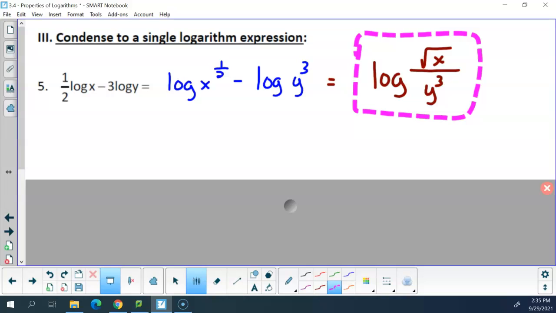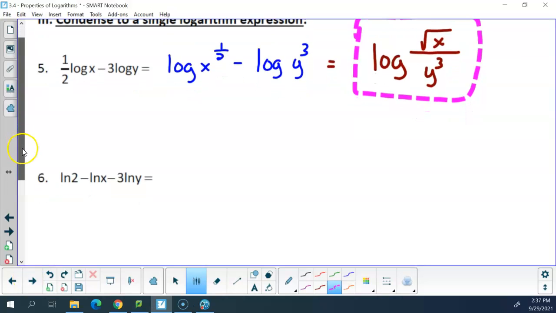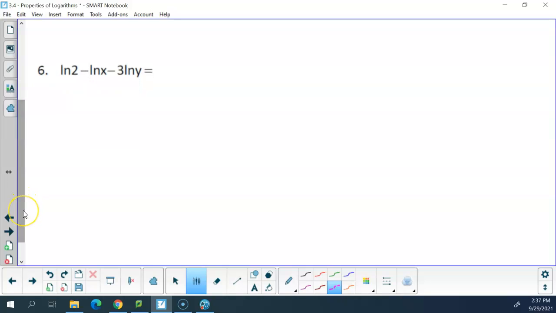You try the next three. You can take it left to right if you want. There's many different ways that you can do this one. Okay? So this is the natural log of 2 divided by x minus the natural log of y cubed. So I've still got to divide by y cubed, which means that it's going to go in the basement.